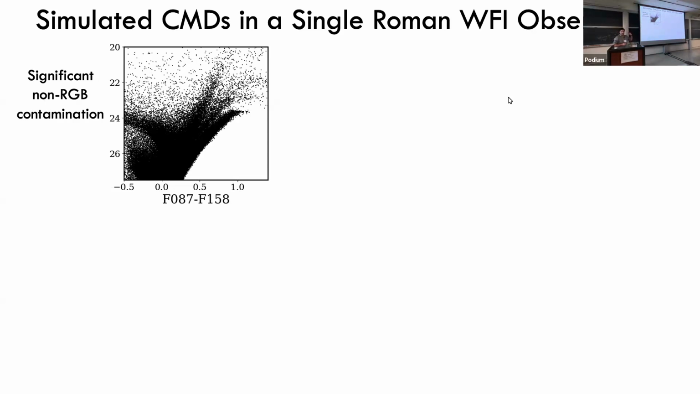So here we have a CMD that shows significant non-RGB contamination. When I say non-RGB contamination, I mean red helium burning stars, AGB stars that sit next to or right above the TRGB, which is right here.